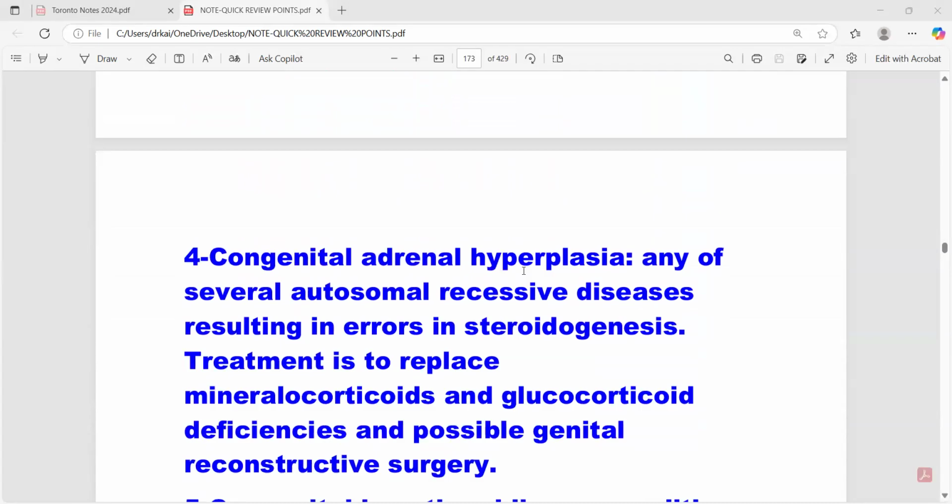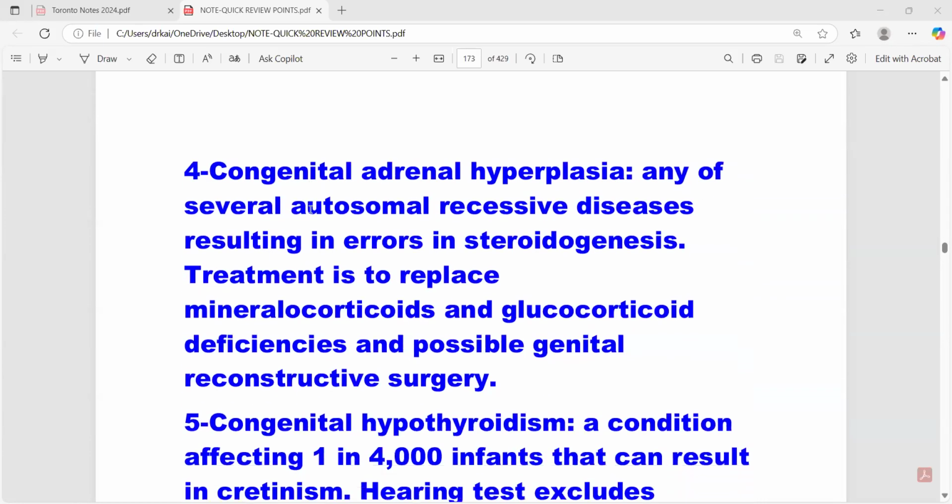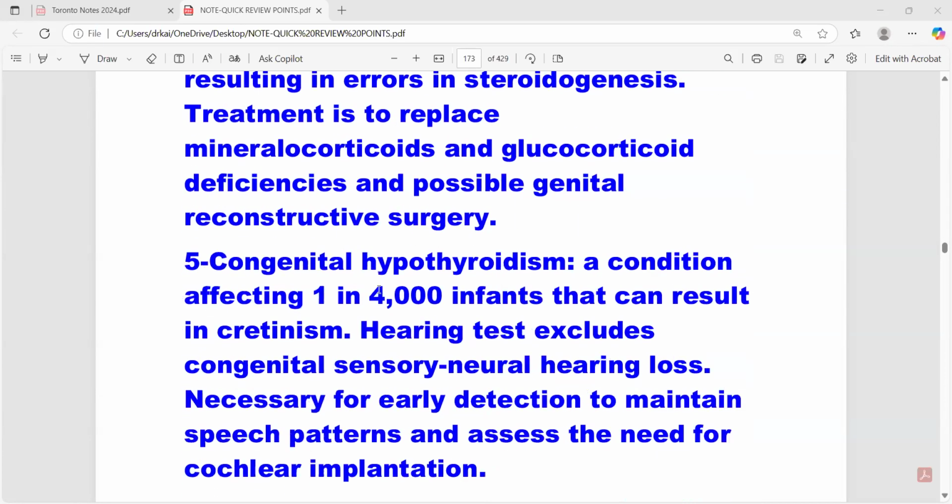Any of the several autosomal recessive disorders that helps to find out if the child is going to have any genital abnormality or needs any genital reconstructive surgery. Then congenital hypothyroidism is one of the most common conditions, affecting about 1 in 4,000. So you need to know which ones are those. In that one, the hearing test excludes congenital sensorineural hearing loss.